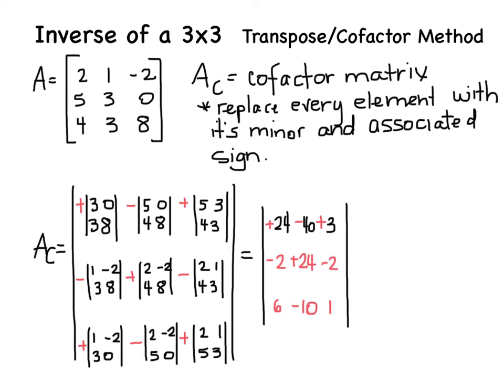Okay, now check your numbers. Be really careful, especially something like this. This is 0 subtract negative 10. So my determinant is 10, but my sign associated is a negative. So a negative times a positive gives me the negative 10 over here. Okay, this is my A sub C.